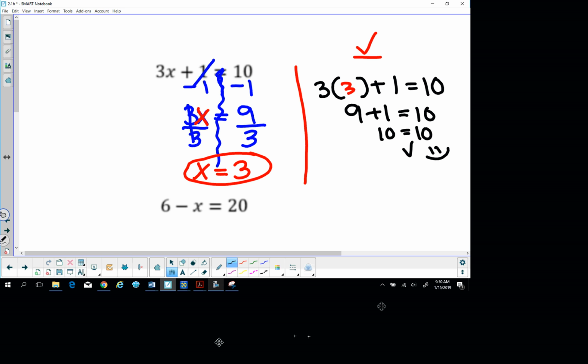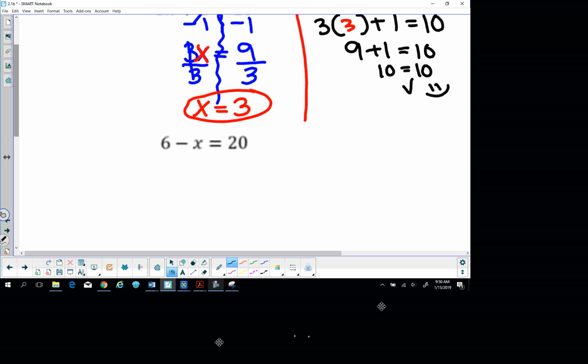Cool. Second one. Second one looks a little confusing because we have a variable right here. And if you want to draw a line just so you don't get confused. We have a variable that has no coefficient. What's the invisible coefficient? 1. So put that invisible 1 right there. And now let's rewrite it so it looks a little bit better. So x is in the front.